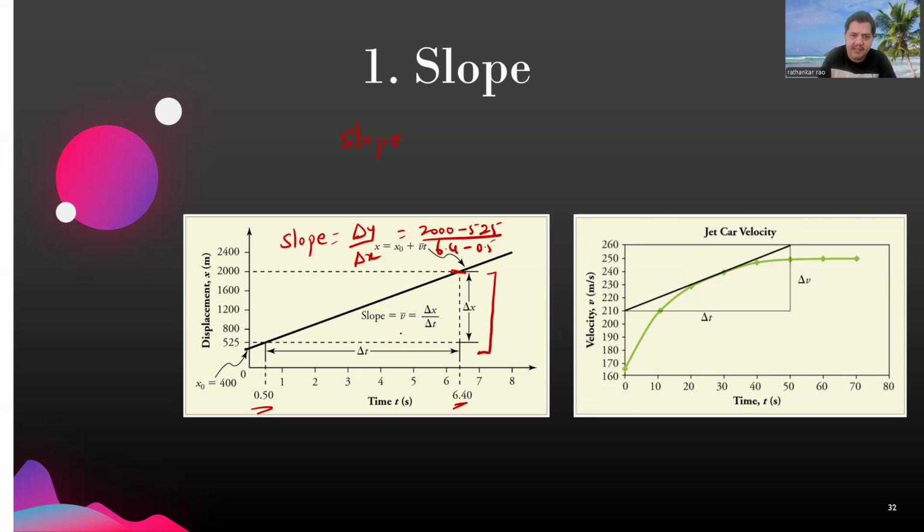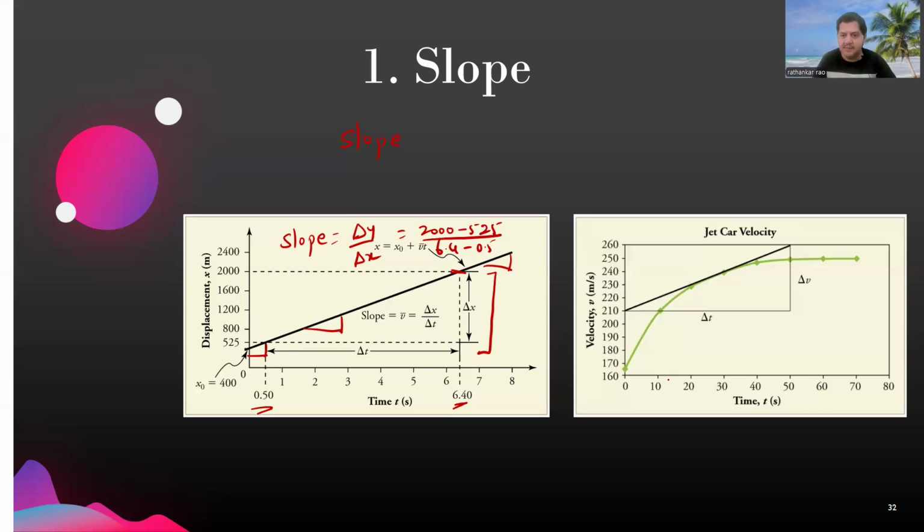Now, in case of a straight line, you can take a slope here, you can take a slope here, you can take a slope here, or you can take a slope here. You can take a slope at any point, at any place, provided this is a straight line. If this was a curved path, don't do it.